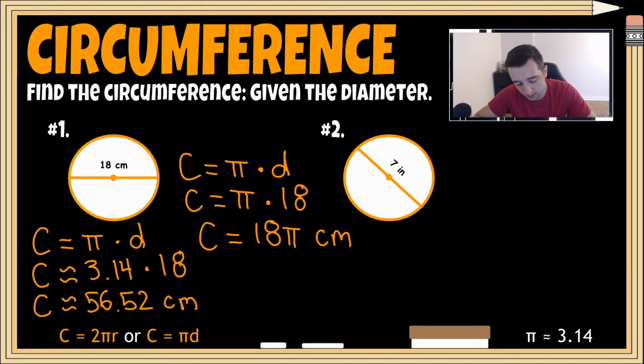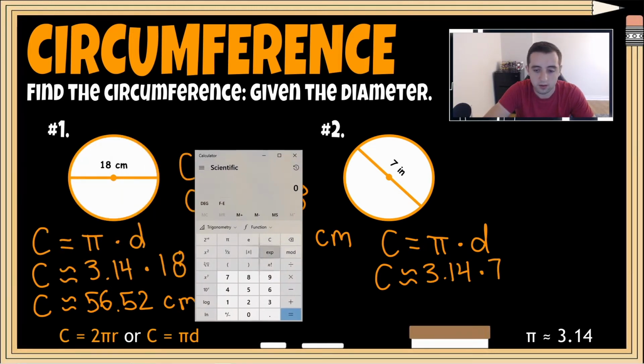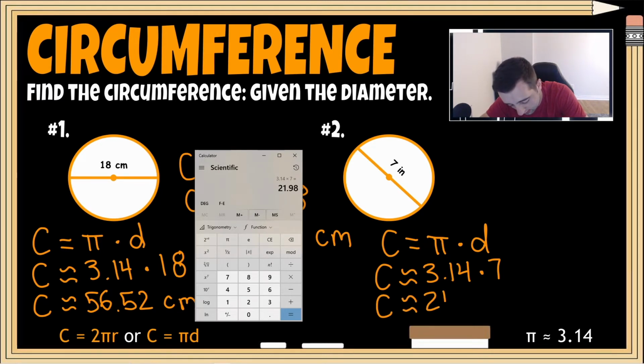Okay, let's move on to number two. Same thing. So we have circumference equals pi times diameter. Let's plug in our value. So we have C is approximately 3.14 times 7. Okay, let's bring out our calculator again. We get 3.14 times 7. We end up getting the circumference to approximately be 21.98. And we're dealing with inches.